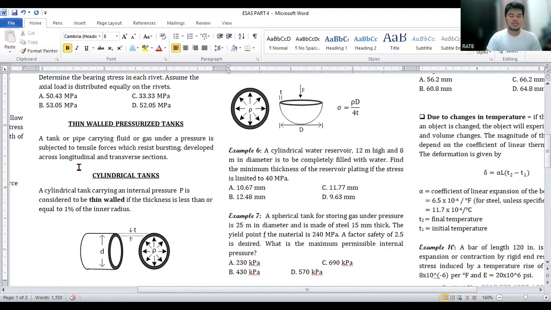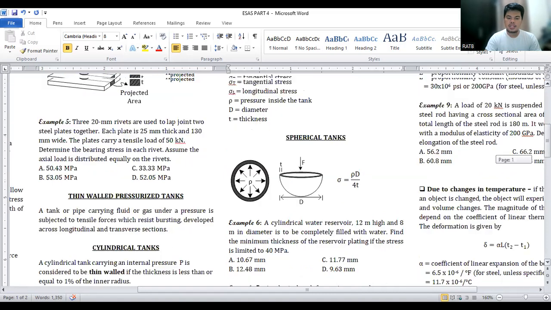Okay, so we'll just read some definition. So a tank or pipe carrying fluid or gas under pressure is subjected to tensile forces which resist bursting, developed across longitudinal and transverse sections. So we will be considering two types now of container. So we have the cylindrical tank and the other one, what we so-called spherical tank.